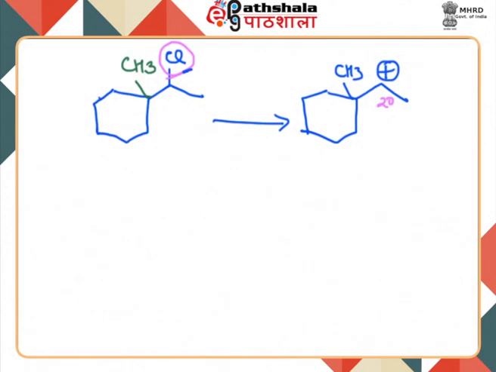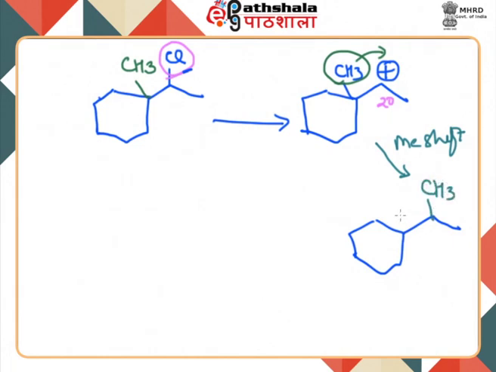And again, as earlier, there are two possibilities. One is that this methyl shift happens, and let us see the rearrangement via this methyl shift. As this methyl shift happens, we will be getting this carbocation, and from secondary we have got a tertiary carbocation, and this tertiary carbocation is in a 6-membered cyclic ring.